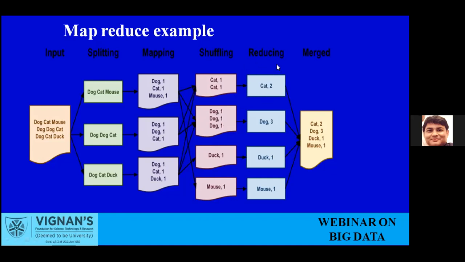So here, what reduce will do is combine this outcome. Cat appears 2 times, dog appears 3 times, duck appears 1 time, and mouse appears 1 time. You're going to merge the results and get the final outcome. For this, we had written the logic and processed it using the MapReduce program.